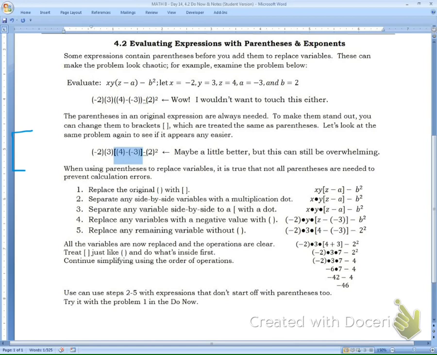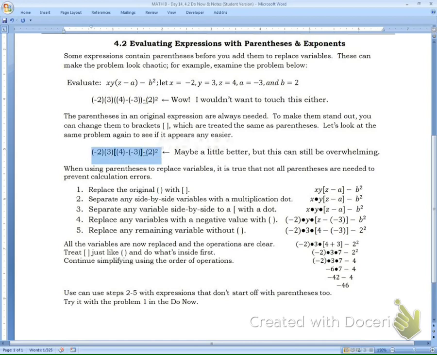They look like this. There's the open and here's the close. If you're typing, it's above your enter key. So the brackets act just like a pair of parentheses. Whenever you see them, you have to do what's inside of them first. So let's look at this example now that I used the brackets instead of parentheses.